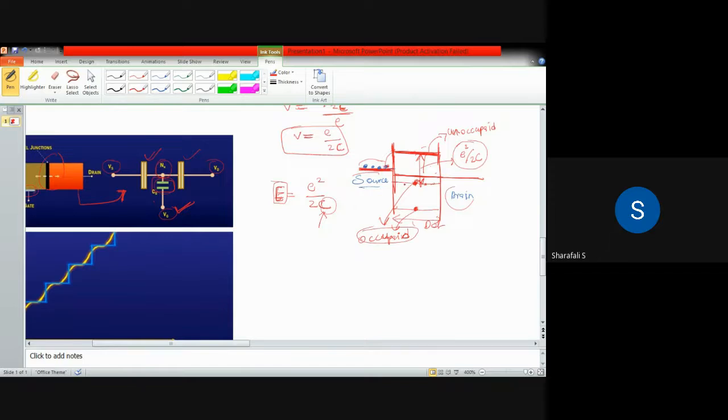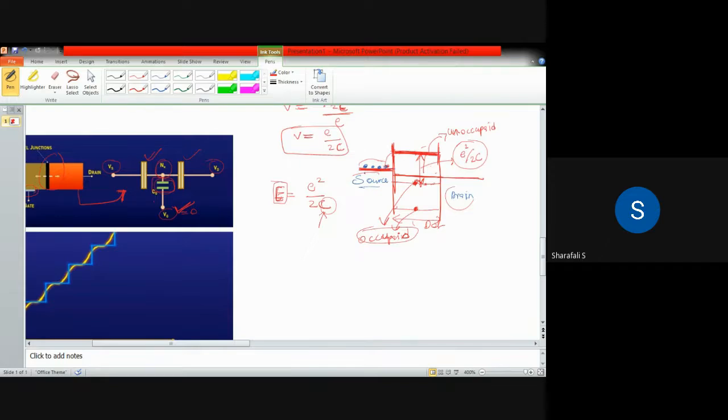So when Vg is equal to 0, this energy level will be somewhere here, and the electrons cannot move to this quantum dot because the unoccupied energy level is higher than the energy level of the source electrons.